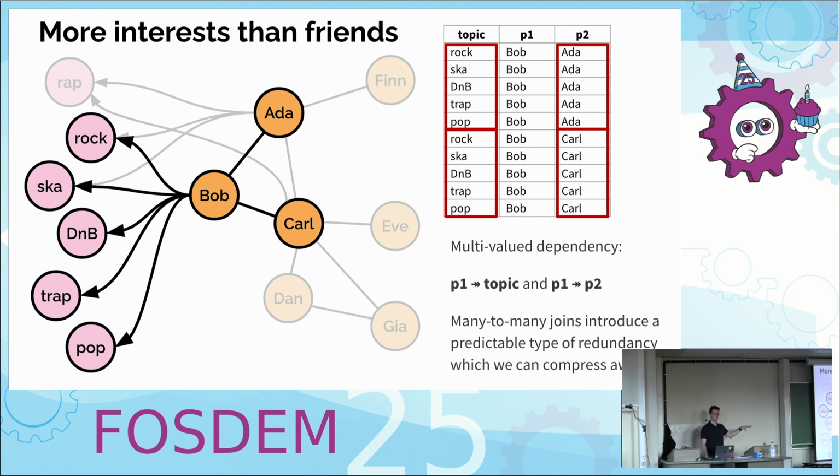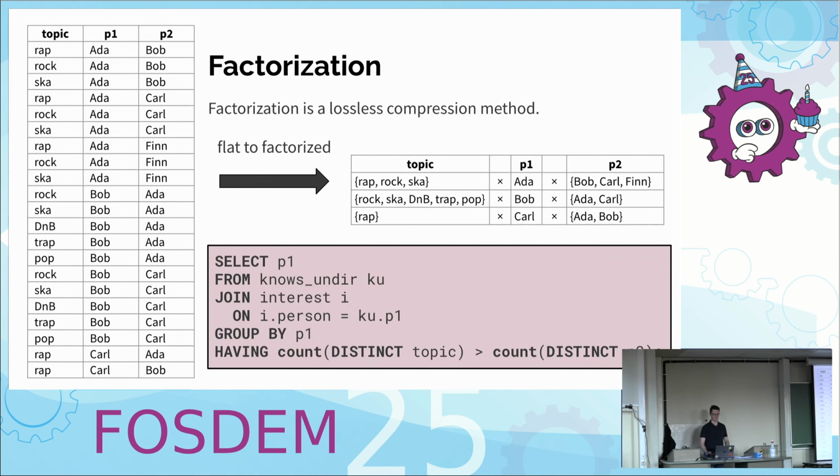And this is a common pattern that's introduced by many-to-many joins. And it's not only common, it's very predictable, so it's easy to compress away. And this compression is captured by something known as factorization. Factorization is a lossless compression method for relational tables. And you can take a big flat table on the left and turn it into something known as a factorized table. And the factorized table is basically this union of little Cartesian products. So we have put in the topics for Ada, the topics for Bob, and all the people.